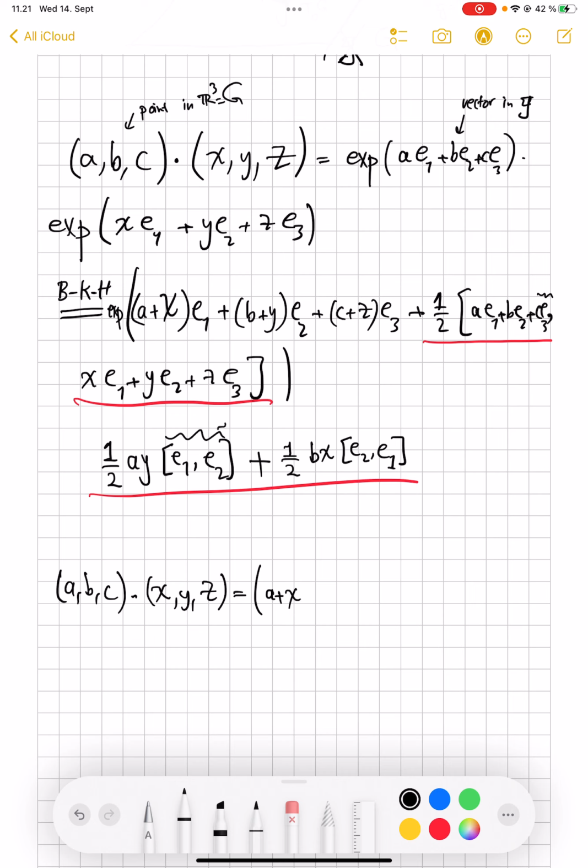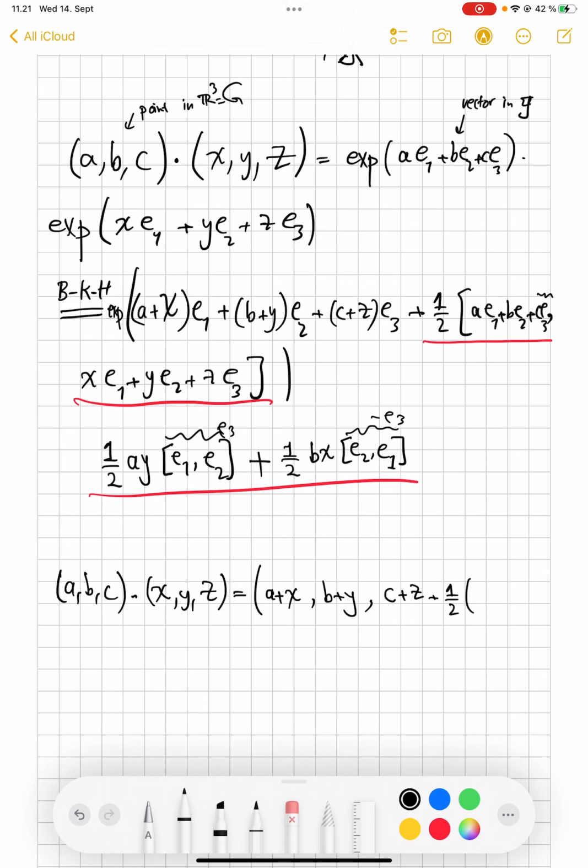Remember, this will be E3, and this will be negative E3. So these don't affect E1. The coefficient behind E2 is b plus y. What is the coefficient behind E3? It's c plus z plus 1/2.